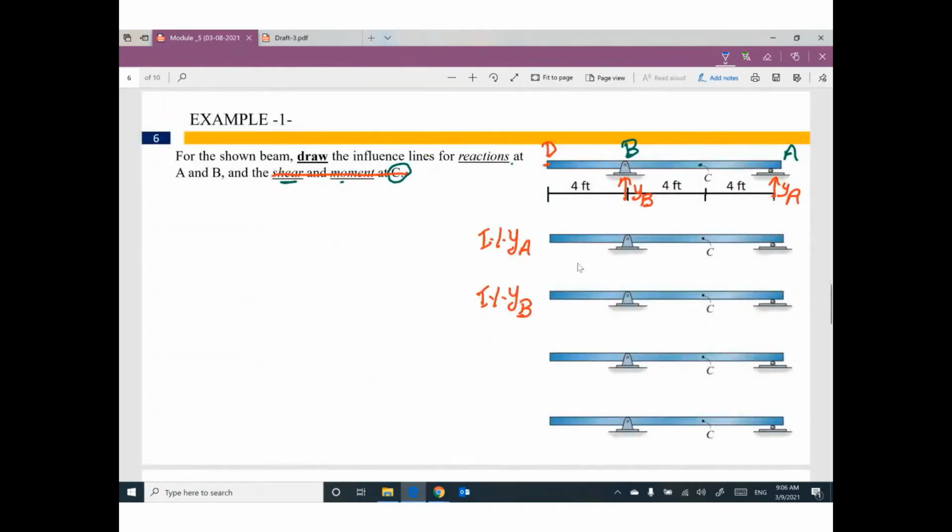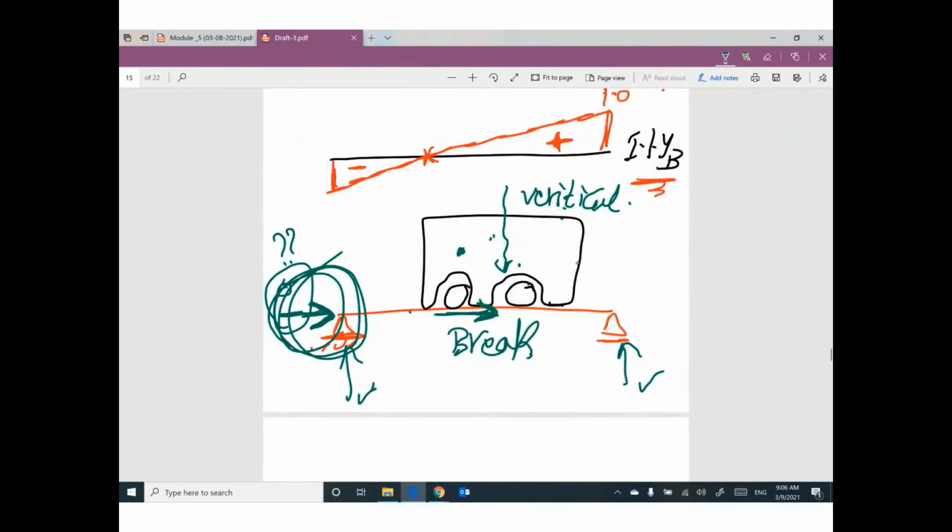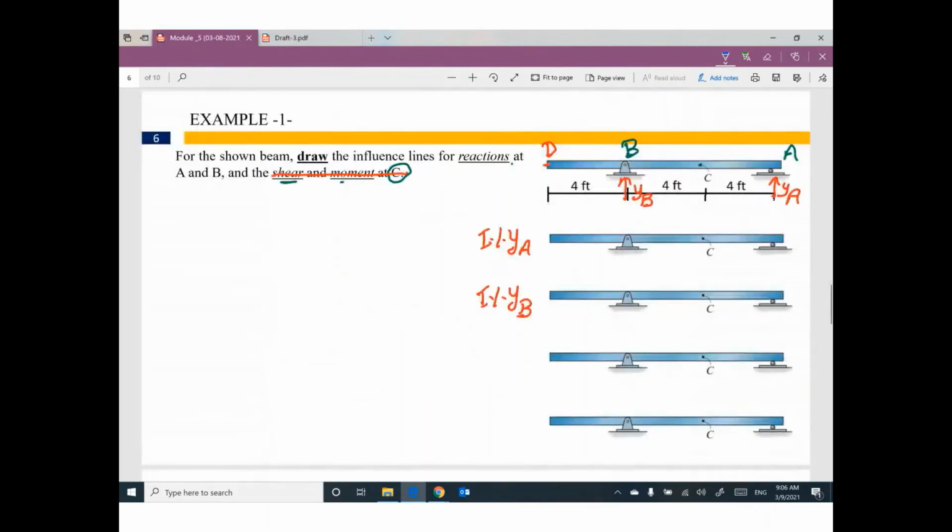Let's go back. If your truck is on the bridge, and you feel you will have an accident and you push the brake to stop the car, believe me, this car or this truck will apply horizontal force on the bridge. At this time, we will have horizontal reaction. Anyway. Okay, let's go back.